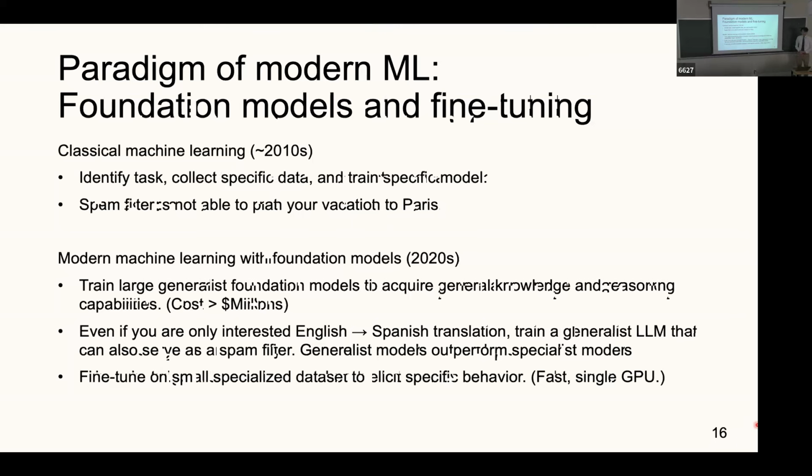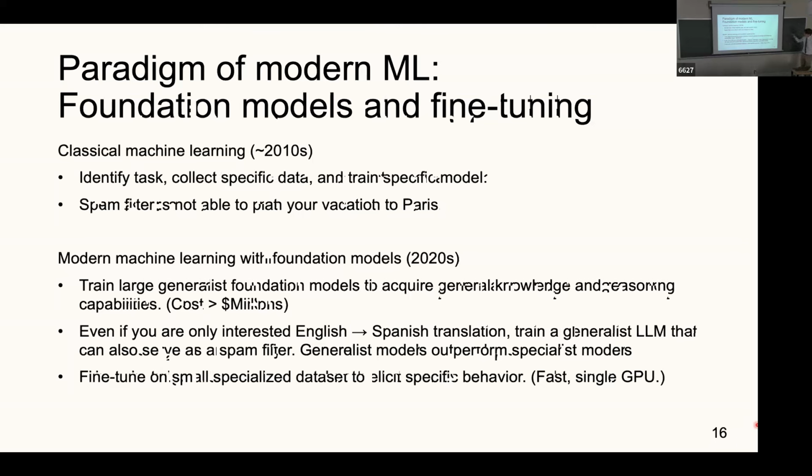And unlike human beings who have a finite time on Earth, the training time of these large language models is really only capped by the amount of capital that the companies can spend. So generalist models outperform specialist models by a large margin. Once you train a large generalist model, then you can fine tune on small specialized data sets to elicit certain behavior. And this can be very fast.